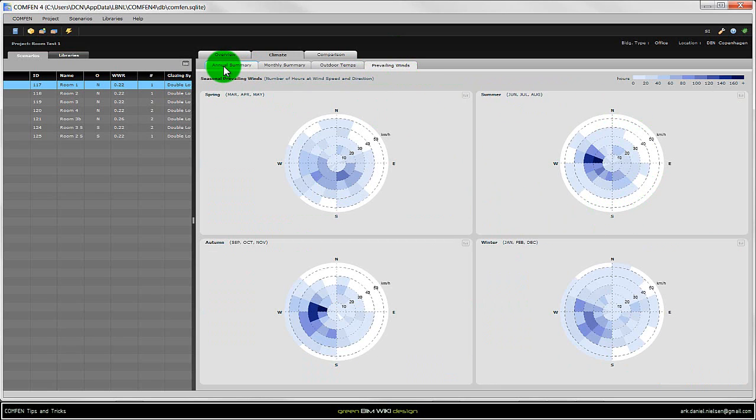These climate visualizations are what COMFEN takes into account when it calculates the energy and thermal comfort as well as the daylight comfort. So this gives a quick overview of the climatic conditions for this specific site, and this is Denmark, Copenhagen.